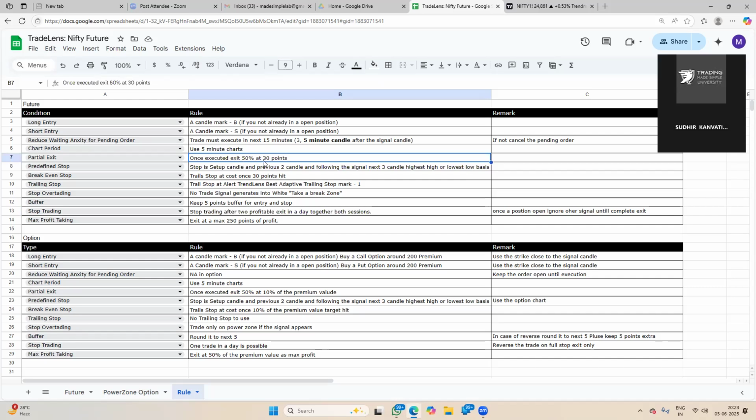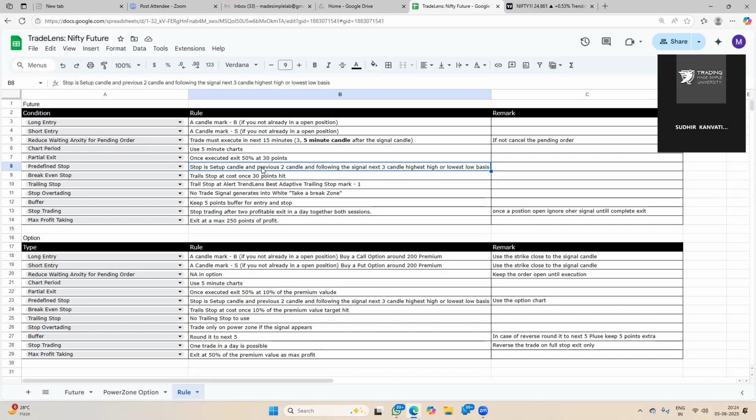Now the next thing is, where will be our target? Exit 50% at 30 points. It means that if you trade with two lots, then 30 points will be your first target, right? Correct. Now, what happens if the 30 point target hits? Then it is break even: trail the stop at cost to cost, right? Trail stop at cost once 30 points hit. Correct. If the 30 points didn't hit, then you have a predefined stop loss in place, right? Yes.